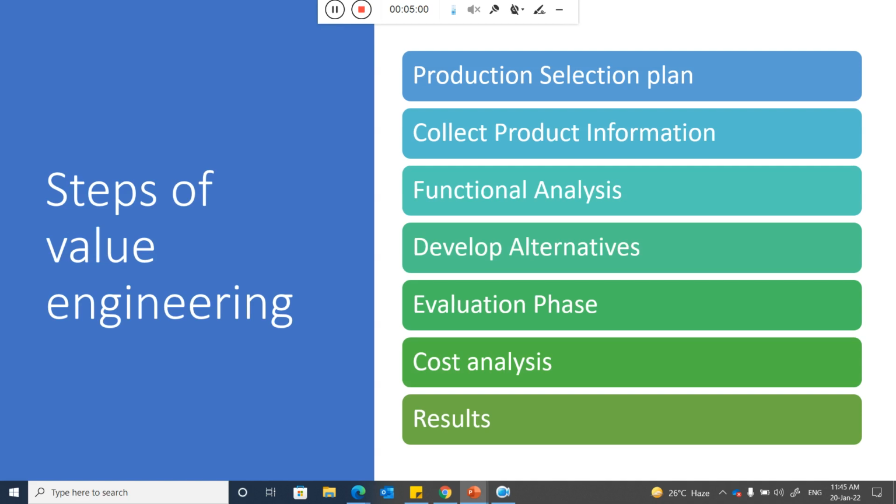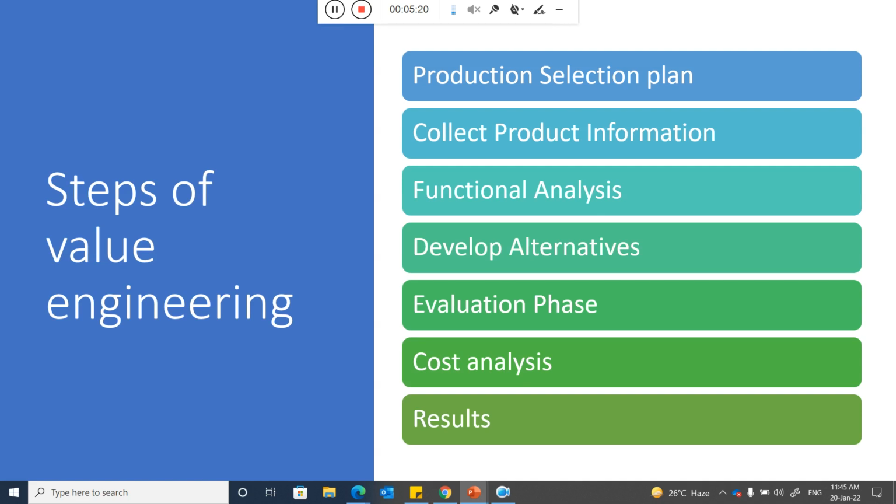Okay, after that you will do the cost analysis: how much we will save in terms of cost if we apply that particular alternative, and then the result. This is the steps of value engineering, please keep in mind. It is a practical step, so you can easily remember what you need to do.